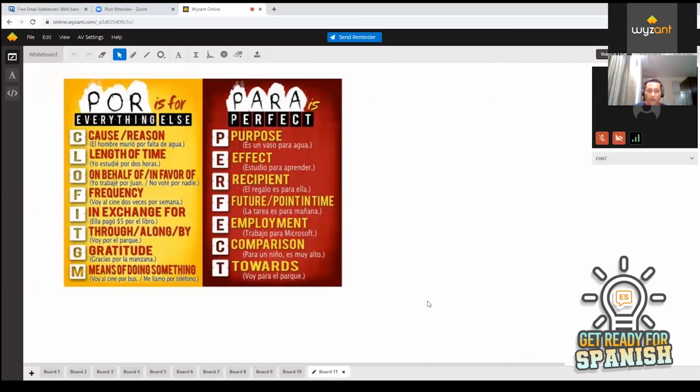And finally, the last part of today's class, the difference between para and por. In each session, Spanish 1, 2, and 3, I've been analyzing something similar. In the first session, we analyzed the difference between ser and estar. I hope you all remember that. Last week, we analyzed the difference between saber and conocer. And this week, we are analyzing the difference between por and para, which in English means for.